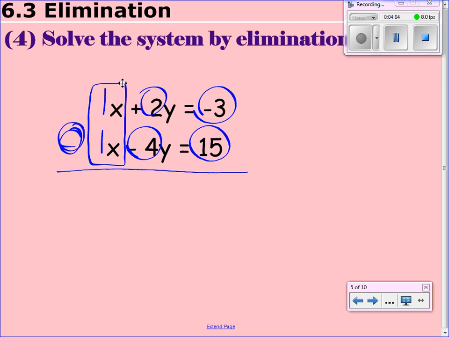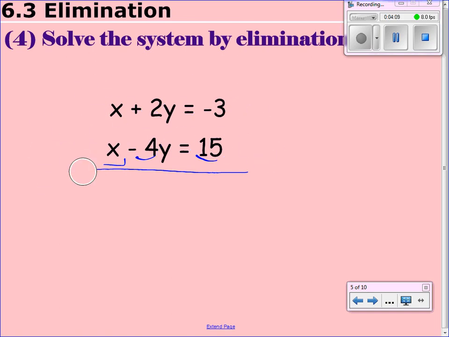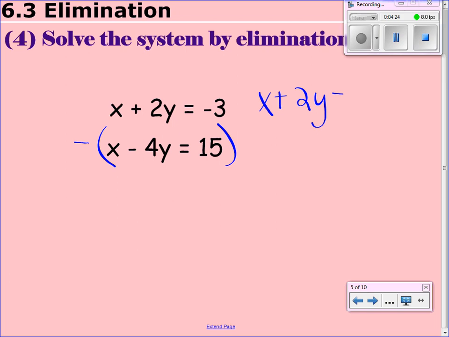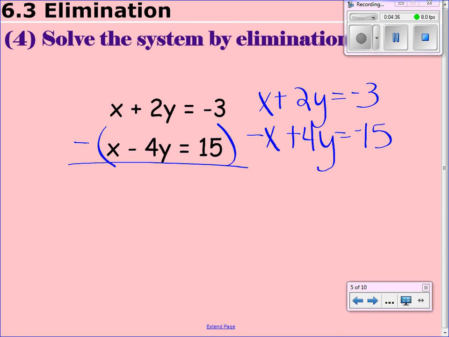So the easiest thing to do to avoid a careless mistake when you have to subtract two equations is to go ahead and distribute that negative throughout and rewrite the equation. So the top equation stays exactly the same, but since we're subtracting the bottom, I'm going to change each sign. So it's going to be a negative x, and then a positive 4y, and then a negative 15. And it's going to be like we're adding them together.